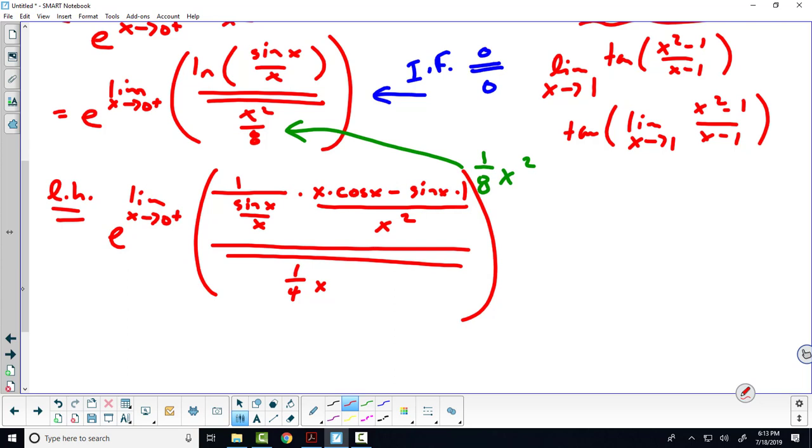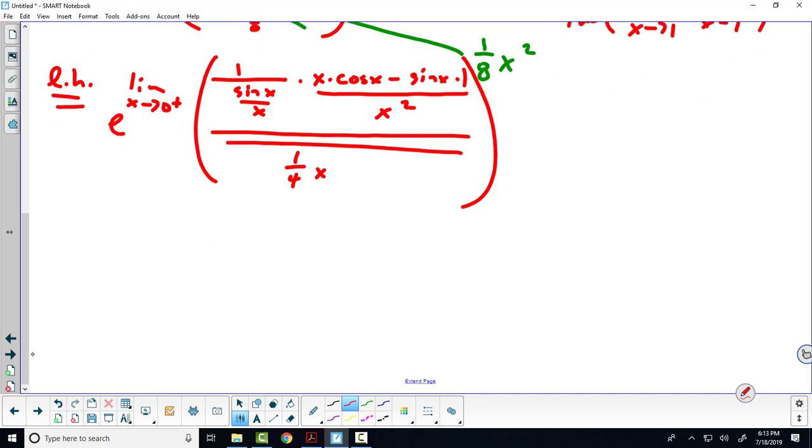All right, let's keep going. I now need to clean this up for a few steps. I'm just going to take a few steps to clean this up because I've got fractions inside of fractions and factors that will cancel. Let's see what happens. All this for the next couple steps is cleaning up. So this gives us e to the limit as x approaches 0 from the right.